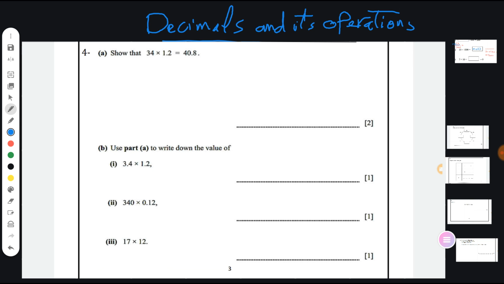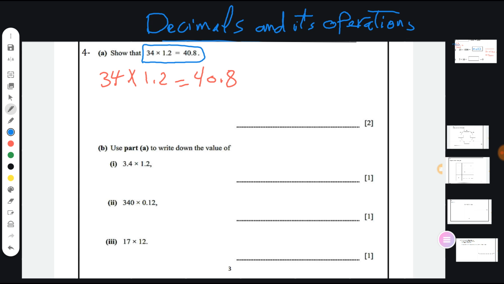An equation like what? He gives you a fact from the beginning. The fact says that 34 multiply 1.2 equals 40.8. It's a fact. We are sure about it, okay? But he needs you to show in the first question, number A, how he got it, by working it out, by making the steps.